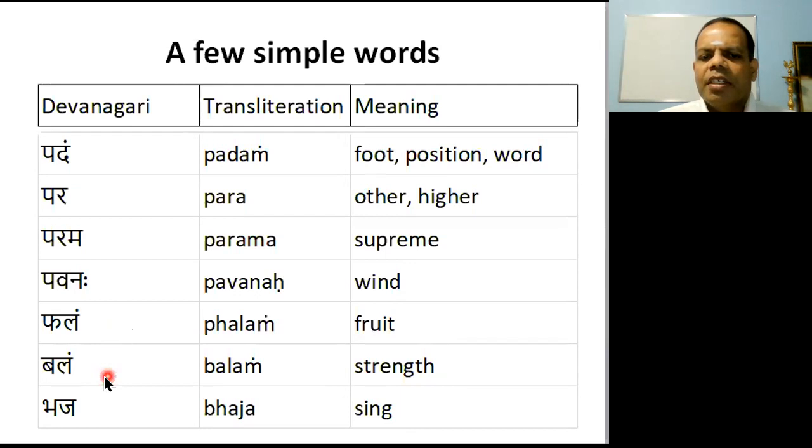The next word is balam. Ba, la. So only the first letter of the word phalam has changed. Balam, which means strength. This is the third letter in the pa varga. Ba, balam.